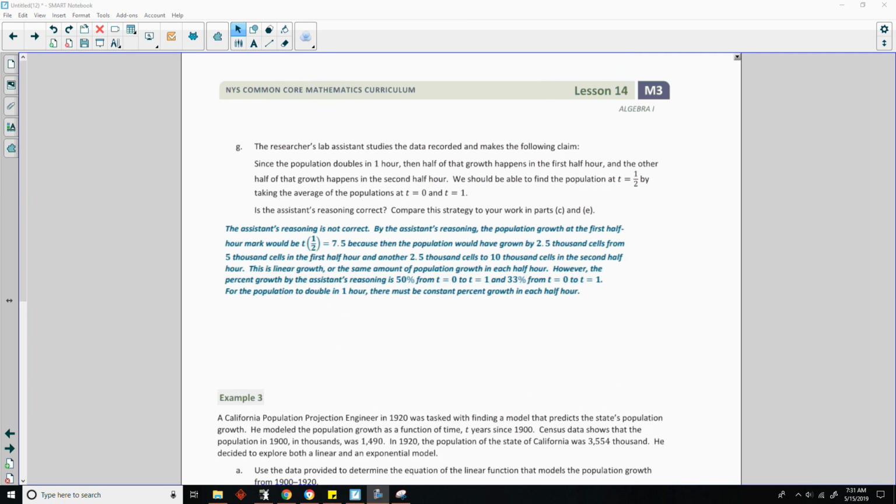By the assistant's reasoning, the population growth at the first half hour would be t 1/2, which is 7.5, which I've just stated, because then the population would have grown by 2.5 thousand cells from the 5,000 cells in the first half hour, and another 2.5 thousand cells to 10,000 cells in the second half hour. This is a linear growth, or the same amount of population growth in each half hour. However, the percent growth by the assistant's reasoning is 50% from t equals 0 to t equals 1/2, and 33% from t equals 1/2 to t equals 1. So for the population to double in 1 hour, there must be constant percent growth in each half hour.